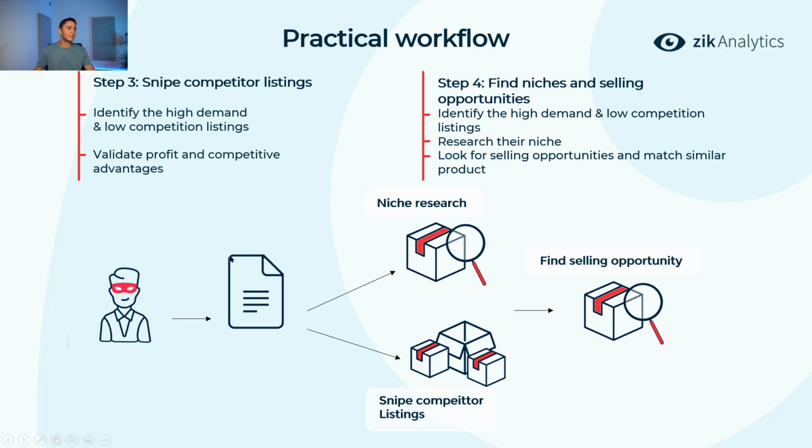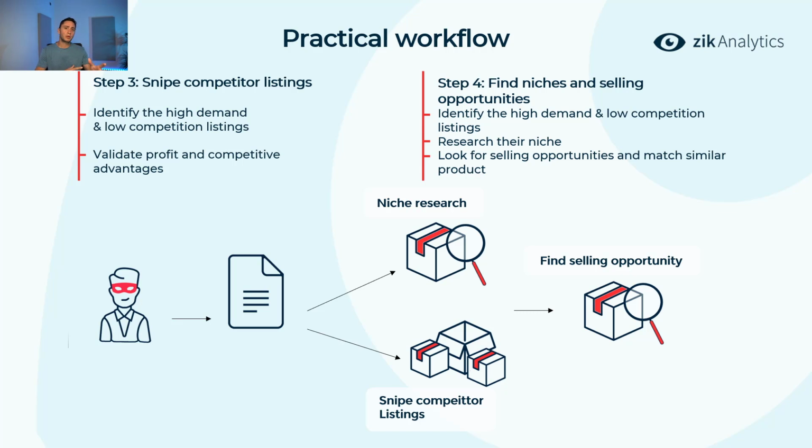So this is how it looks. This is the seller result. You either go to snipe competitor listings or make niche research. If you do niche research, you find a selling opportunity, okay, and bring a similar product into this niche. Every method has different advantages, and I'm going to discuss it during the live demonstration, but just to try to sum it up.